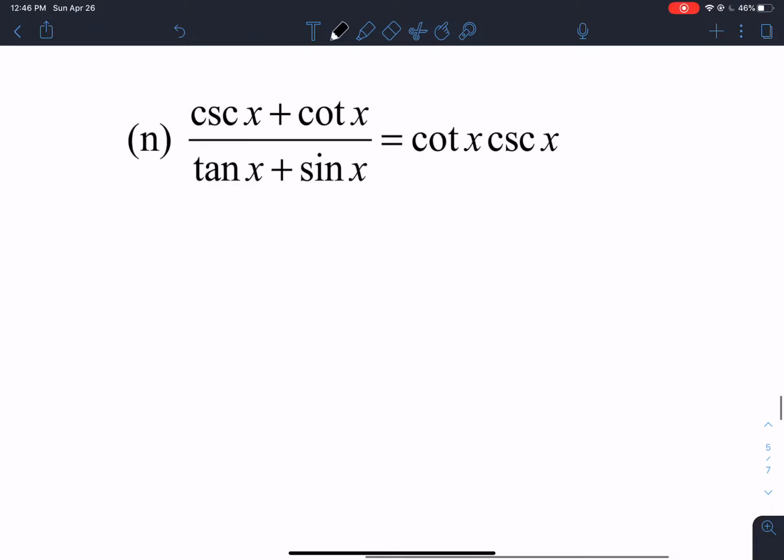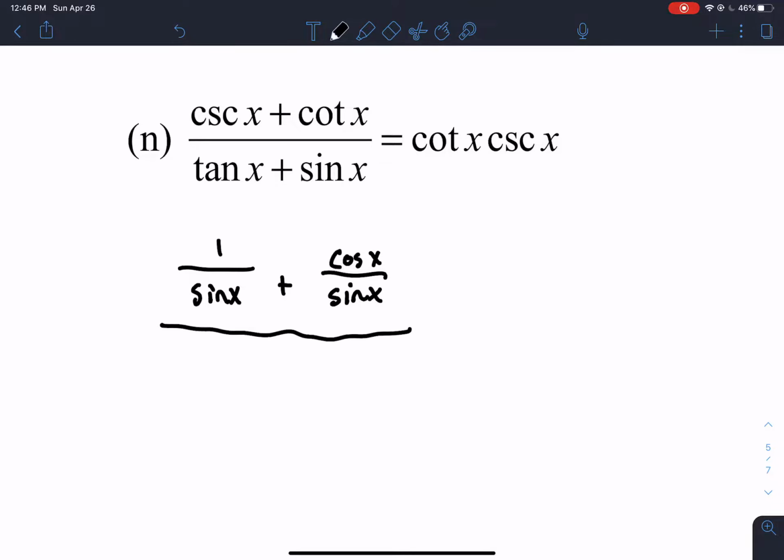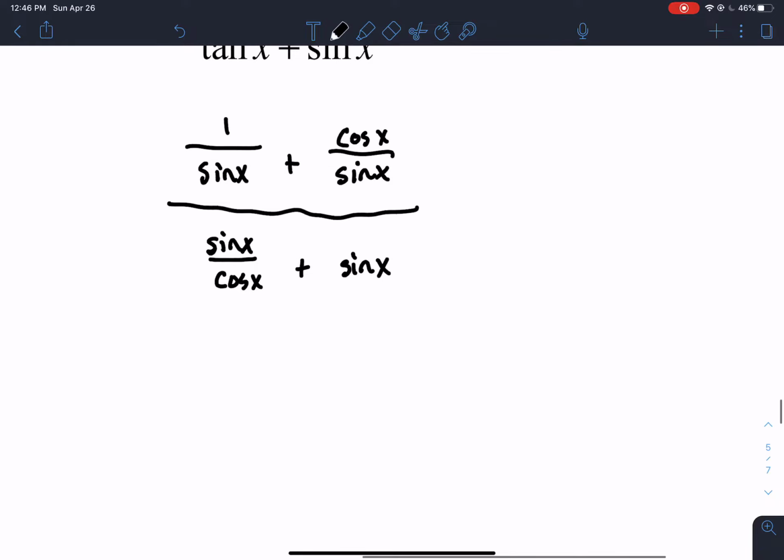And then the last one here. Now you got a bunch of different terms, and again, it probably makes sense to just change everything to sine and cosine. So you got 1 over sine plus cosine over sine, divided by sine over cosine plus sine, right? Okay, so I could put the top together. Make that 1 plus cosine divided by sine.